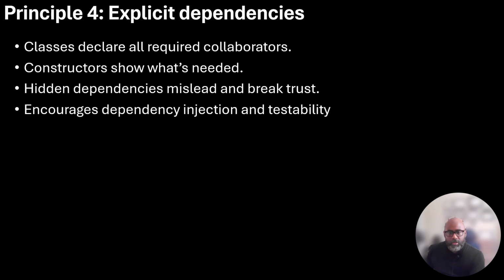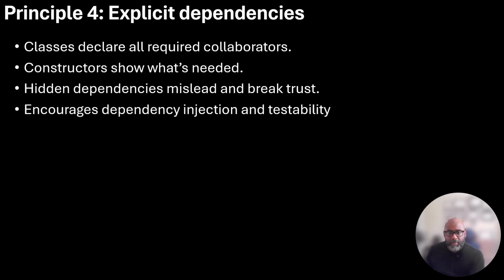If a constructor doesn't list these requirements, but the class secretly depends on some global object or configuration, then it is misleading. The class looks like it can work on its own, but in reality, it will break unless the hidden dependency is present. That kind of design creates surprises and makes the code much harder to use and to test.